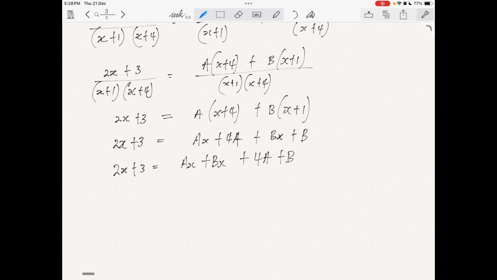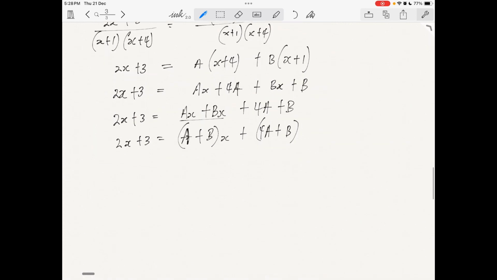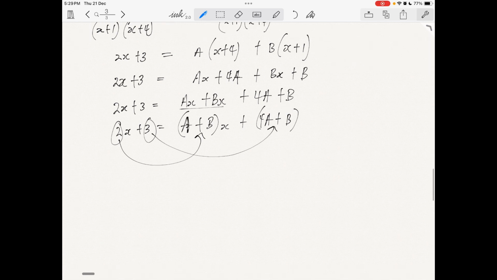So let's factorize both sides here. This Ax plus Bx is (A + B) into x, so we have 2x + 3 is equal to (A + B) into x plus (4A + B). All right, so now we compare the coefficients of x, so that means 2 is equal to A + B and 3 is equal to 4A + B. Now with this we have two simultaneous equations, right?